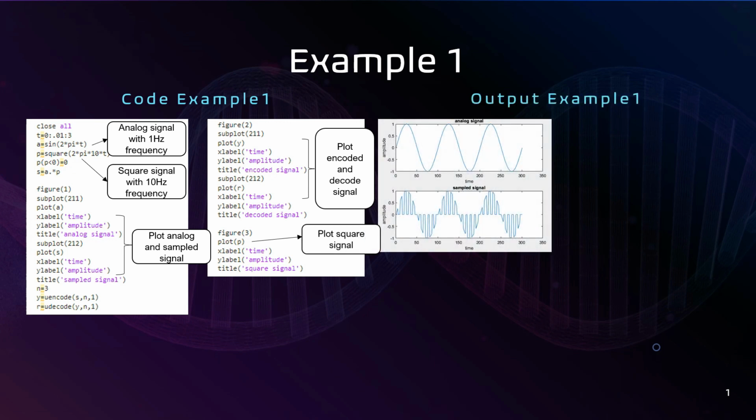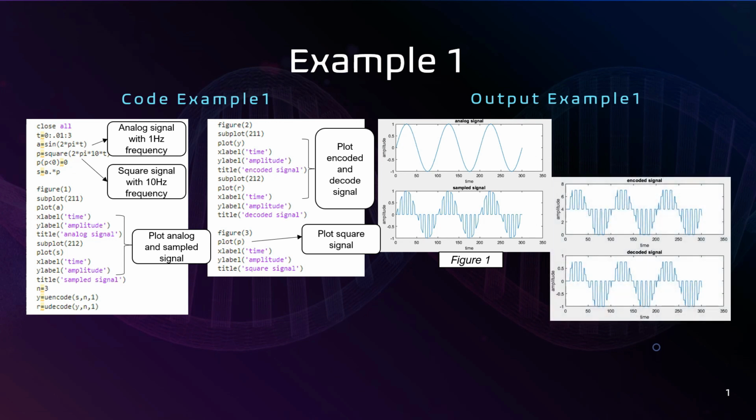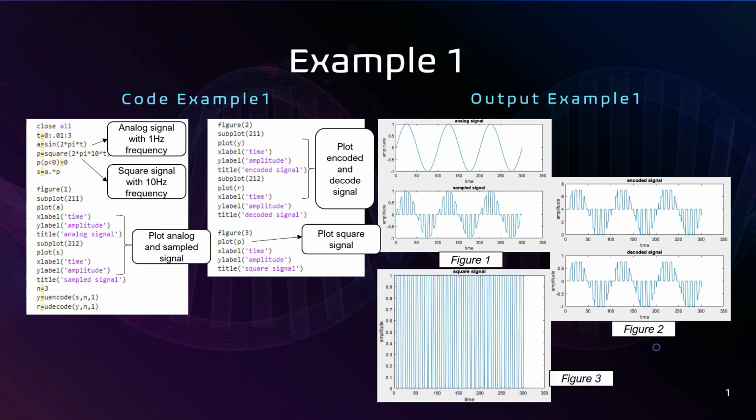Here is the output for example 1. Figure 1 shows the analog signal and the sampled signal. Figure 2 shows the encoded signal and the decoded signal. Figure 3 shows the square signal.